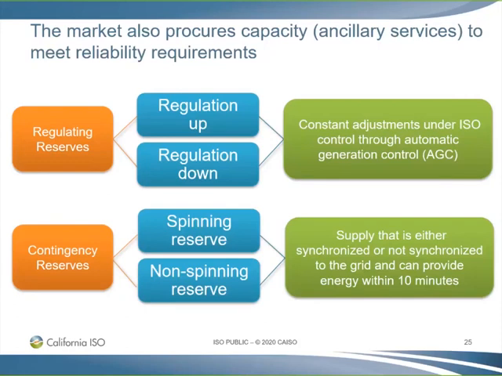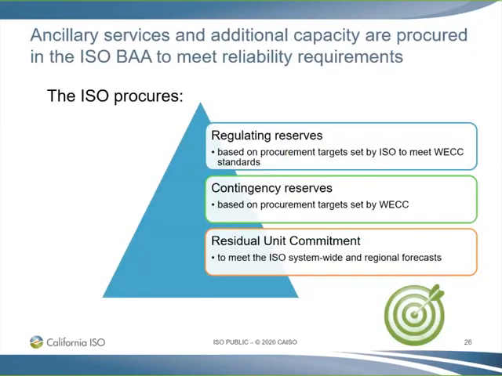We have regulatory requirements on how much of each of these services that we need. The ISO procures regulating reserves based on procurement targets set by the ISO to meet WEC standards. Contingency reserves are procured based on targets set by WEC, and we have a residual unit commitment process to meet ISO's system-wide and regional forecasts. So what happens if the amount of energy that clears the market is less than the ISO predicts it will need? We're going to review that residual unit commitment process now.